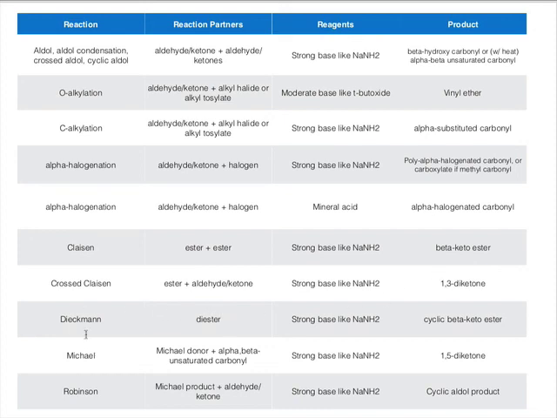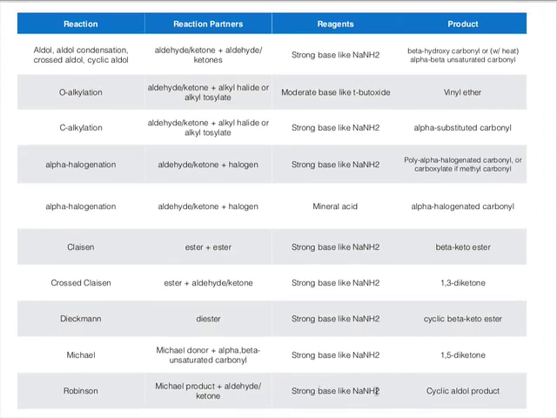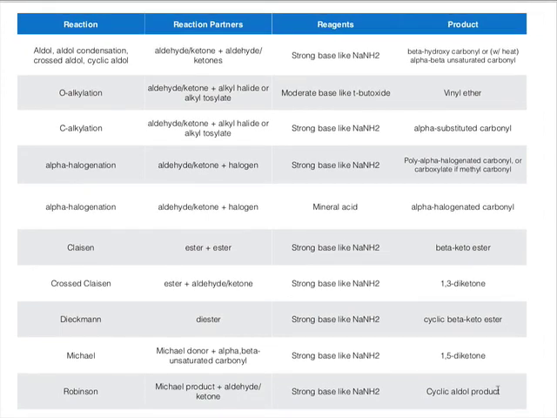We then did the Michael addition, which was a Michael donor, plus the Michael acceptor, which was the alpha beta unsaturated carbonyl. We used a strong base again, and the product was a 1,5-diketone. The Robinson was the same thing. It was the Michael product plus the aldehyde or ketone. We used a strong base, and the product was a cyclic aldol product. That was the Robinson annulation. It was basically a Michael followed by an aldol. So the product looks like it's an aldol.